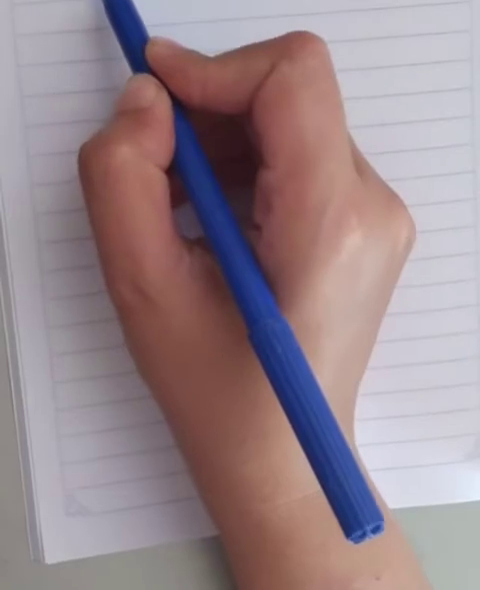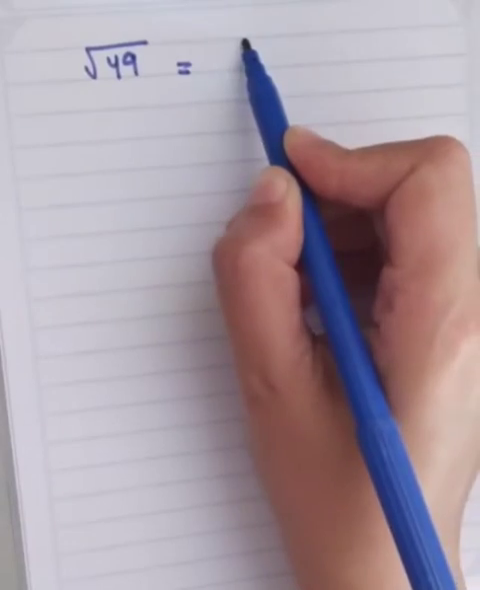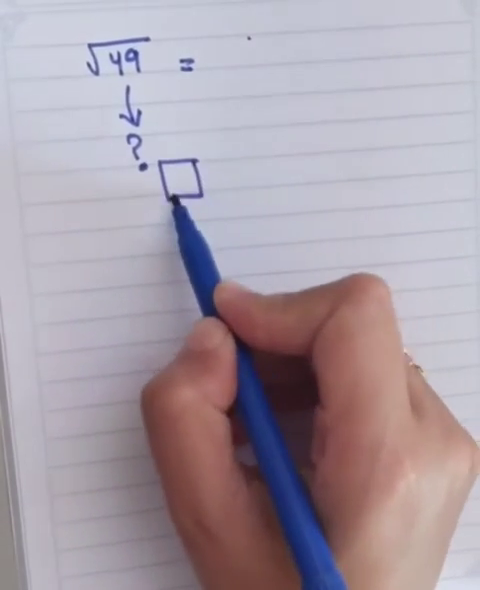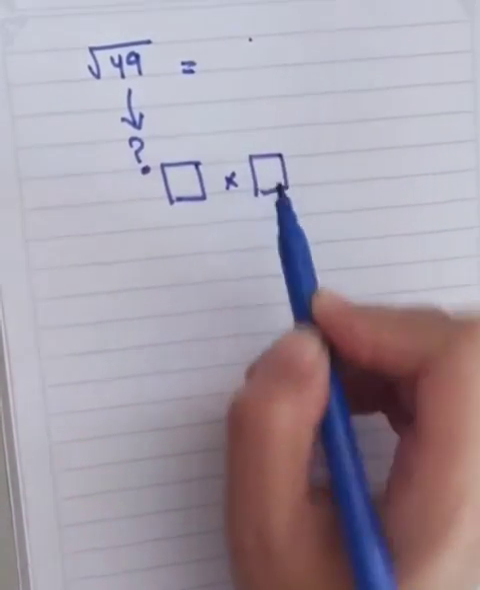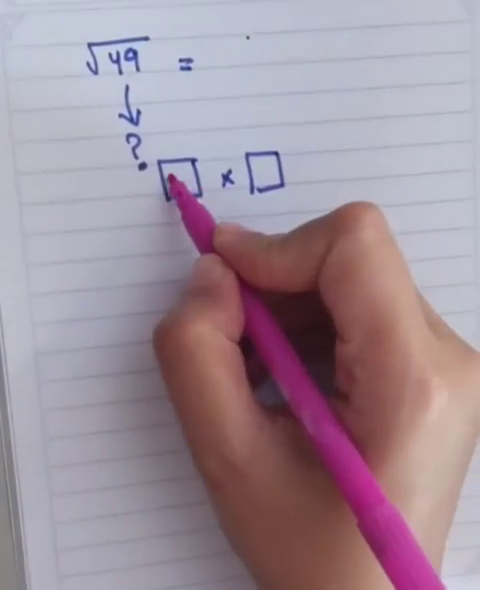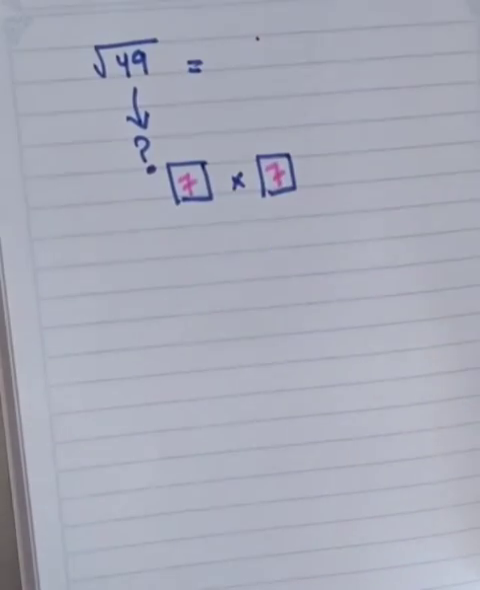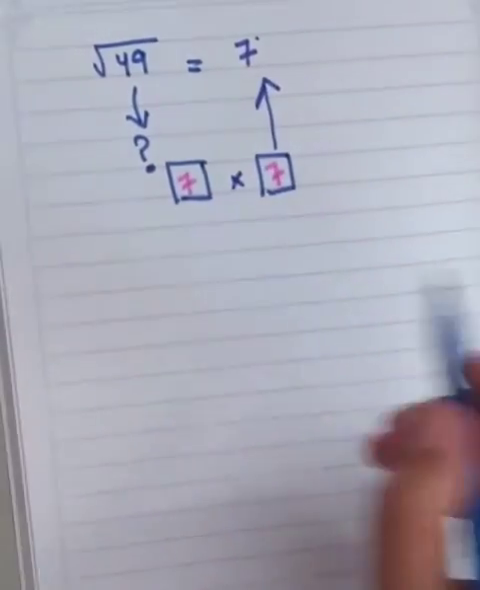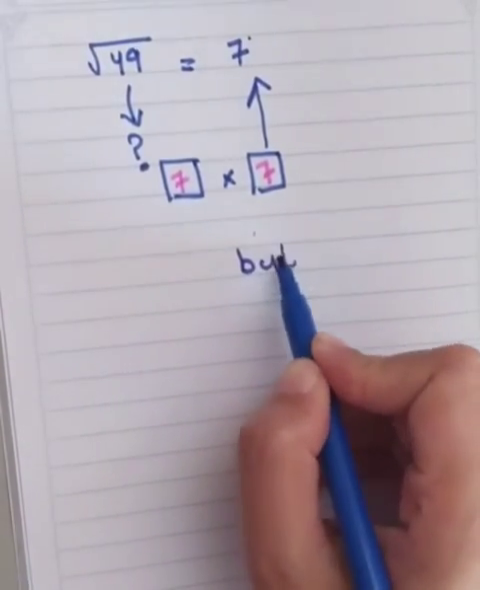Another example is the square root of 49. I will search for the number multiplied by itself that is equal to 49. That is 7 multiplied by itself, 7, so it's equal to 49. So the square root of 49 is equal to 7.